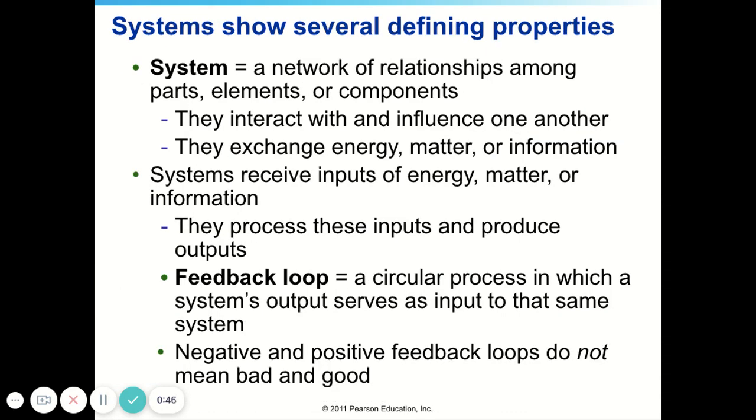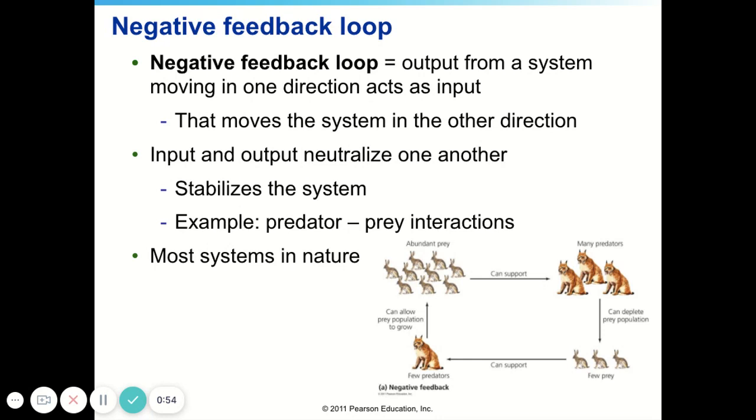This chapter focuses on big picture ecology, especially systems. First, we want to talk about feedback loops in nature. The first example is a negative feedback loop, which is the most common in nature. Don't think it's bad just because it's called negative. This system works much like a thermostat. So if things get too hot in your house, your thermostat cools it down. If it gets too cold, it heats it back up.